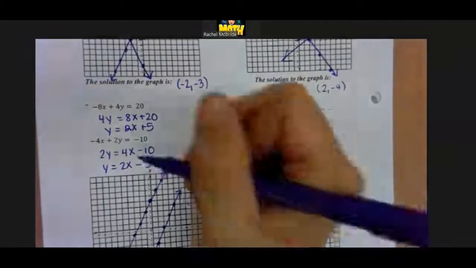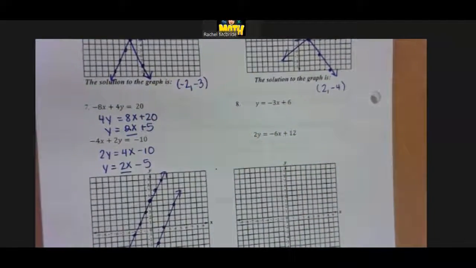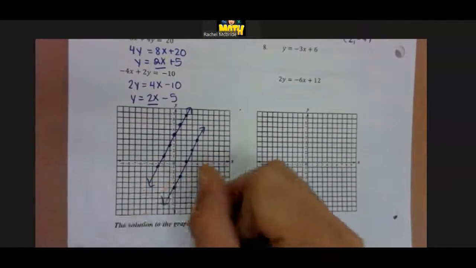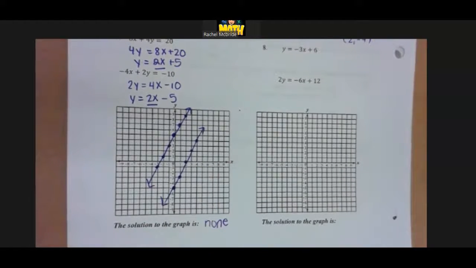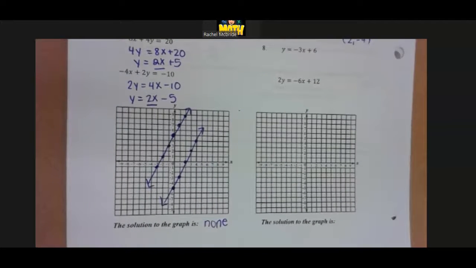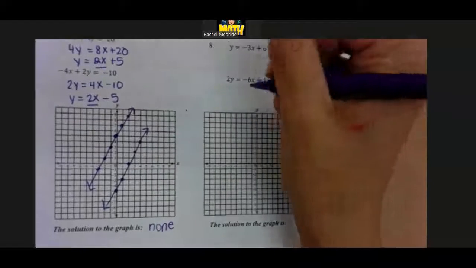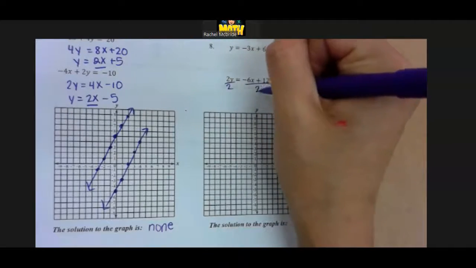Correct. So since the slopes are the same, the lines are parallel, therefore the solution to the graph is none. Parallel lines do not intersect, therefore no solution. Do we even have to graph it if we see this? Yes. The same line? Yes.